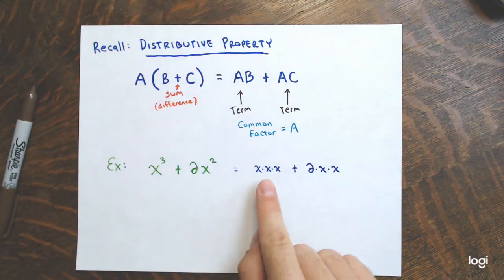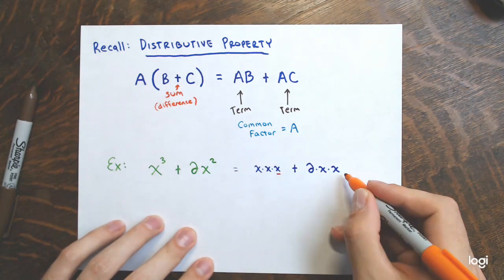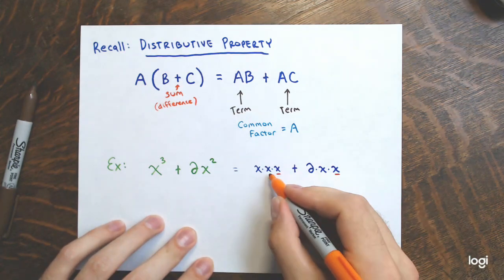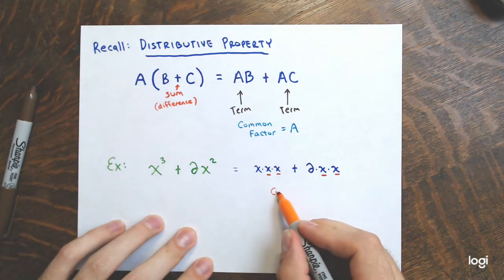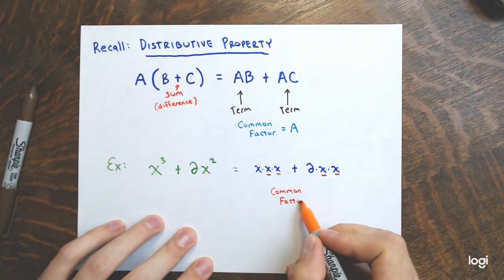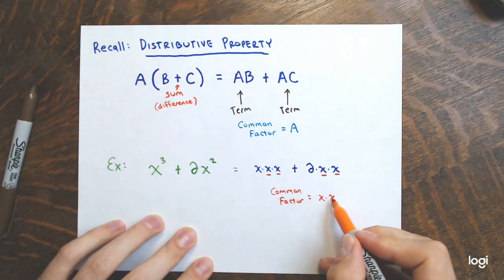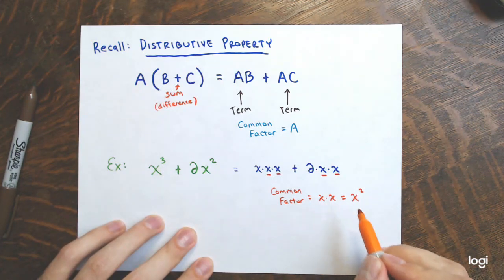And then you look at these two products, these two terms, and say, what's in common? Well, they have an x, but they also have another x. So it looks like the common factor here that I'm going to be pulling out is x times x, or in other words, x squared. That means x times x.